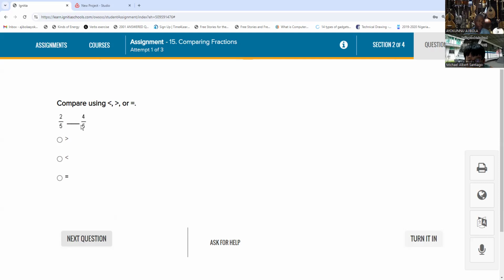So compare this one. They are the same, carrying different weights. So what do you think? Should we put less than or greater than? Less than, that's correct. And we can also compare and say 5 people are sharing 2 donuts and 5 people are sharing 4 donuts. So those 5 that have just 2 donuts, we have less compared to those 5 that have 4 donuts. Is that clear? Yes.